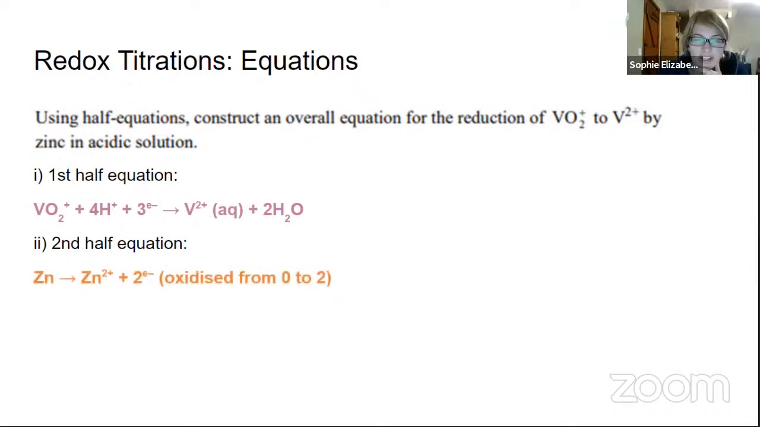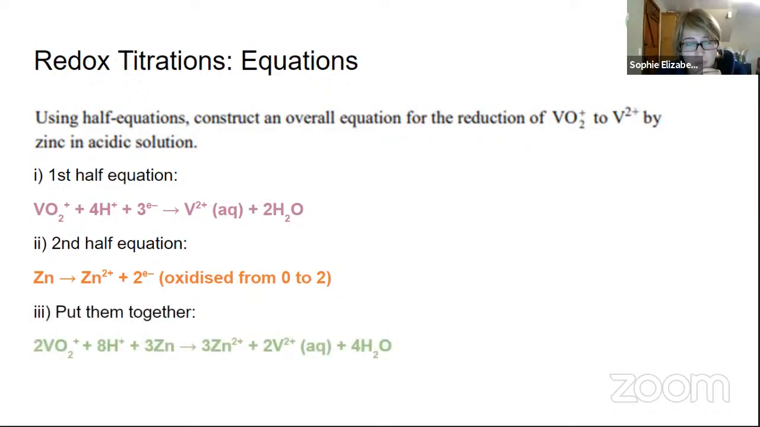So the second half equation, it's told us that zinc is basically being oxidized from 0 to +2. So it's a nice simple one. Then we put them all together, and that is what you will get.